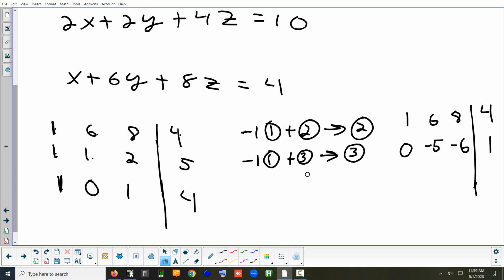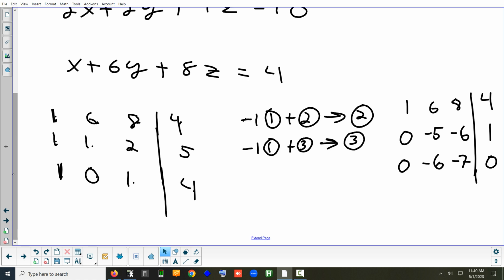Negative 1 times the first added to the third. So what's 1 times negative 1? Negative 1. Plus 1, 0. 6 times negative 1? Negative 6. Plus 0, negative 6. And 8 times negative 1? Negative 8. Plus 1, negative 7. And 4 times negative 1? Negative 4. Plus 4, 0. In fact, we got a 0 there, which means nothing, but that's what happened. Okay, so the first column is done.